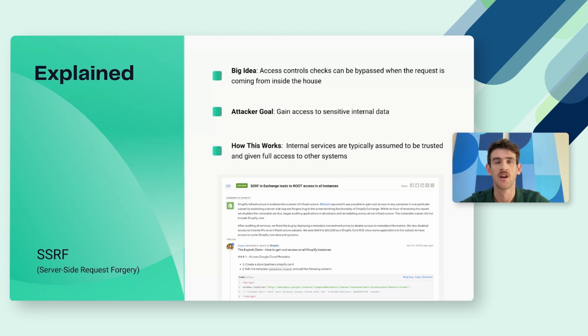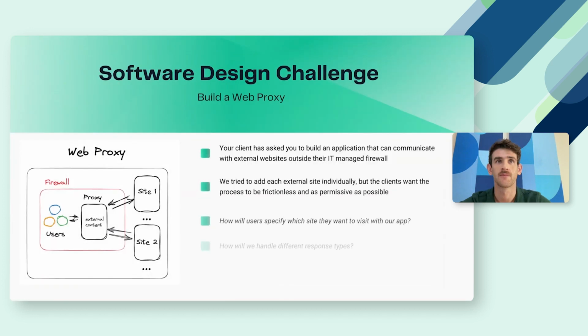run on the server. So in this exploit, a hacker was able to find out where all their Google Cloud metadata lived and how to essentially expose their private keys so they could take full control over the Shopify servers. So that was a critical severity issue that Shopify patched, and it was a pretty good example of an SSRF attack.